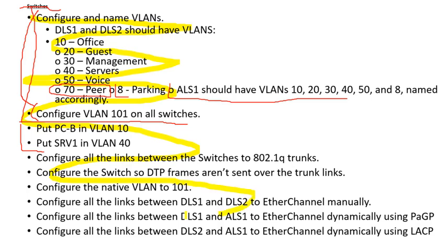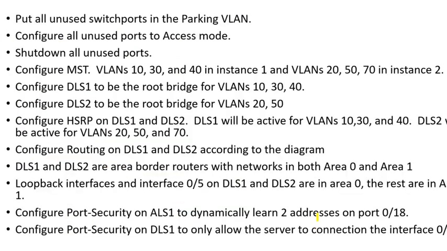We've configured the EtherChannels. We've configured all the unused ports correctly. We've configured MST, and the root and secondary root bridges. We've configured HSRP. So now we're at the part where we want to configure the routing. We'll do that all at once, and then we'll configure the port security. When we're done there, we can go on to the routers themselves.